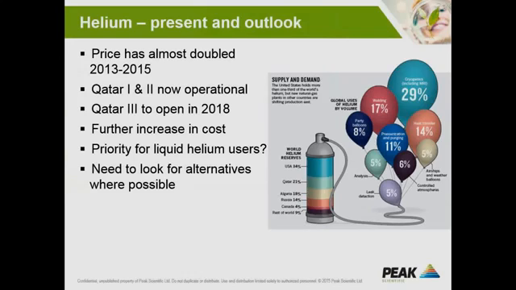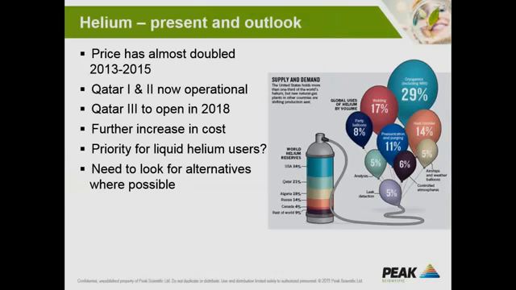Also, there are some stocks in Russia. So if you look at the figure on the right-hand side, you can see the world reserves. The USA has the vast majority of reserves, but the supply from those reserves is mostly concentrated within the US. The cost of helium is set to increase as there's a cost to refining the gas, which normally occurs within natural gas deposits. And there are calls for priority use for liquid helium users.